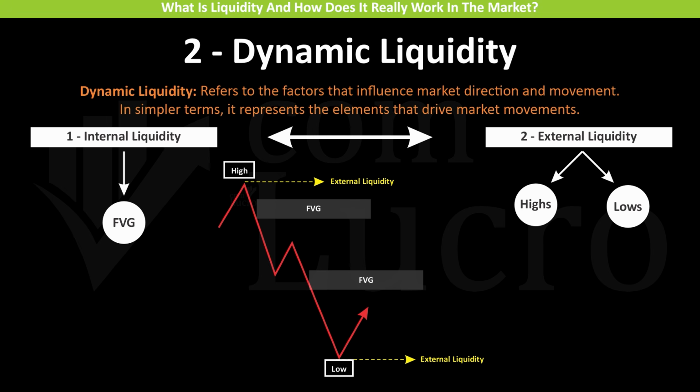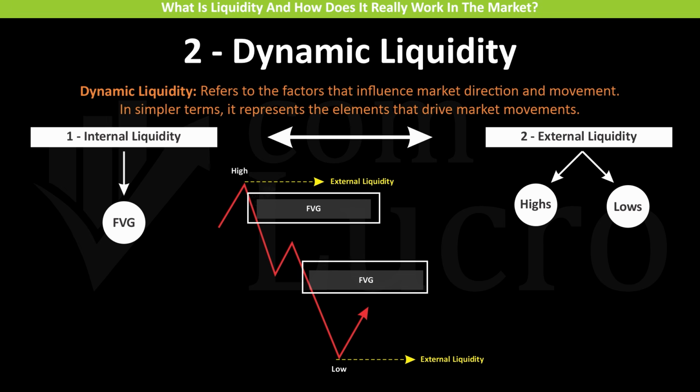External liquidity refers to the liquidity resting beyond key swing points. On the other hand, the fair value gaps within that range represent internal liquidity. Price is constantly moving between these two types. In practice, the market cycles between internal and external liquidity, moving from one to the other in a continuous flow.